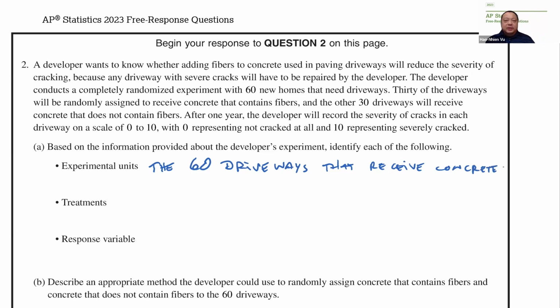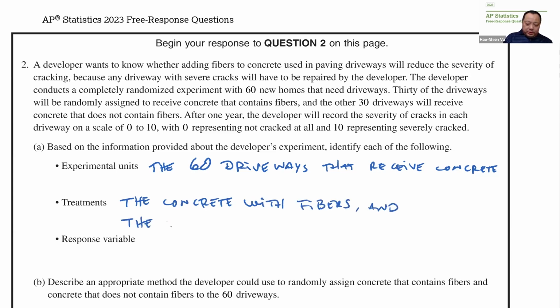The treatments, and don't forget that the placebo always counts as a treatment. In this case, it's kind of easy to see that once you identify the driveways as the 60 driveways, then whatever they are getting is a treatment. So the treatments are the concrete with fibers and the concrete without fibers.